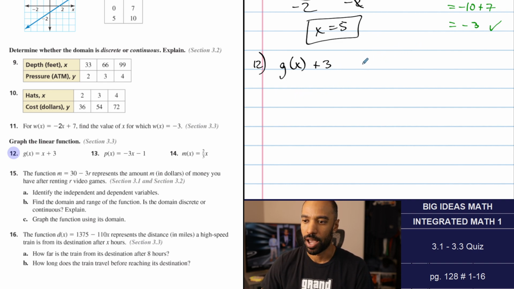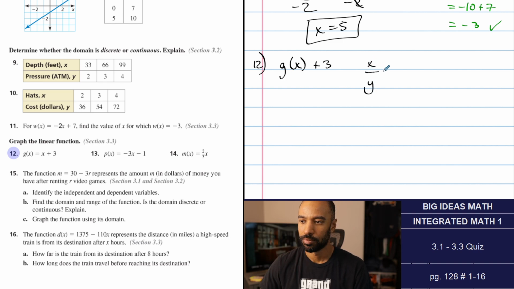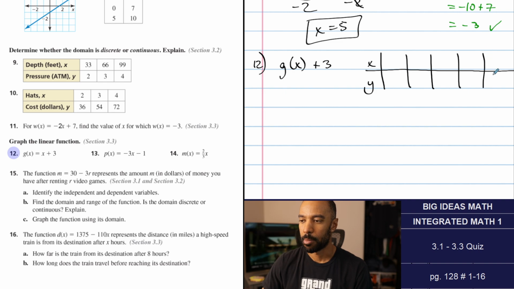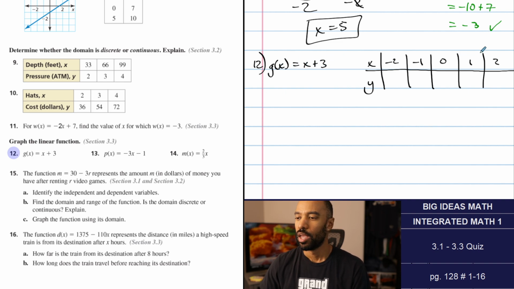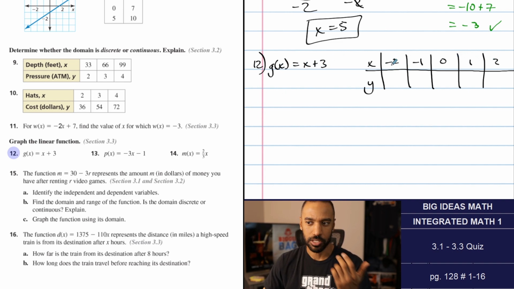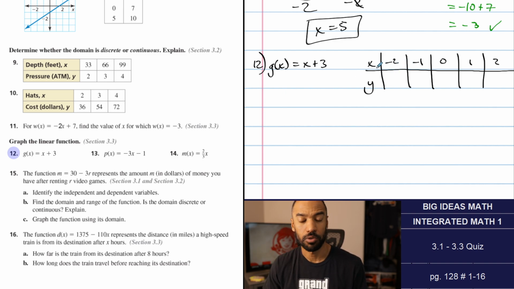For x and y, I don't know how to separate this yet. Let's try that again. I'm going to plug in the values negative 2 to 2. It's a common practice to try some negatives, some positives, and 0. I wrote g of x plus 3. That is not an equation. g of x equals x plus 3. From negative 2 to 2, I can substitute these values, get some y values out, and we'll plot them.